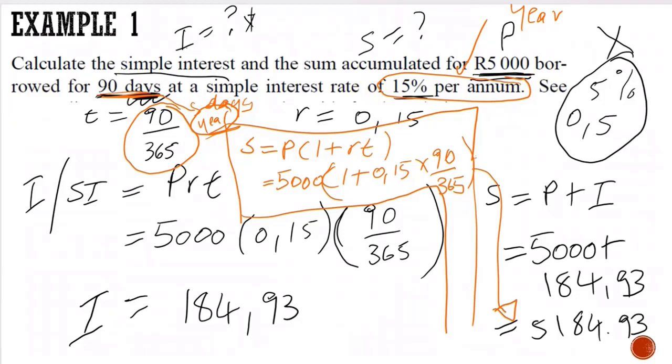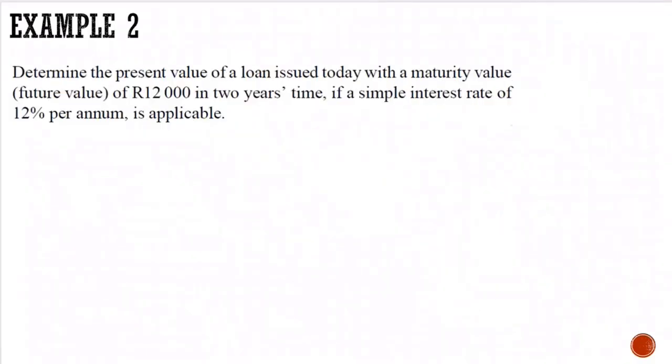Thanks. Okay. Here, I'm not going to do calculations, guys. I just want to show you how you extract information. It's always good to extract information from the context and then start substituting. Here, determine the present value. They are looking for the present value. Already you know the formula: a loan issued today with a maturity value. That is the future value of this one. And then the time here is 2 years.